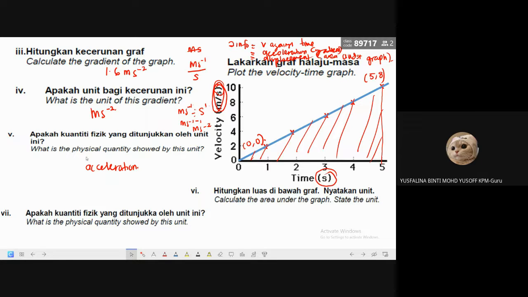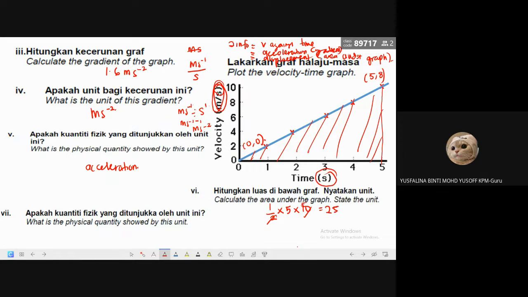We already know the physical quantity shown by the gradient is the acceleration. So by the gradient we can find the acceleration. Then for number 6, it says find the area under the graph. So this is actually a triangle. What is the formula for the triangle? Half times base times height, right? So your base is 5, your height is 10, so it becomes 25.